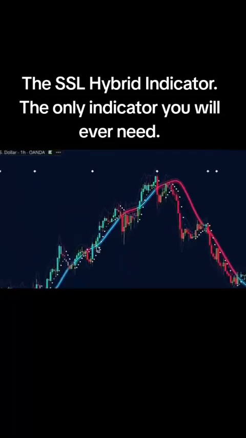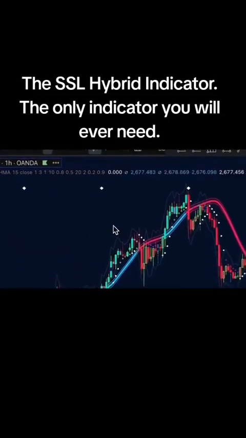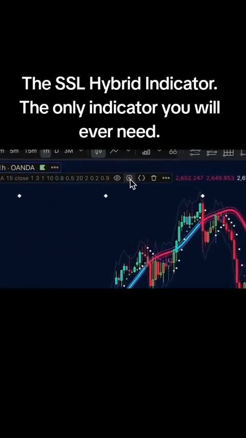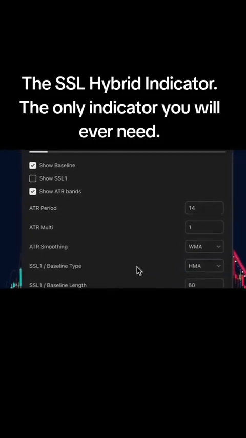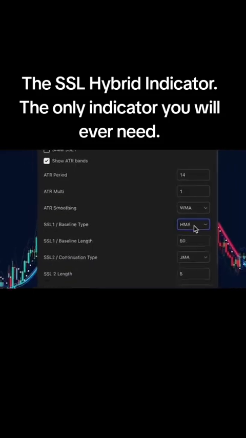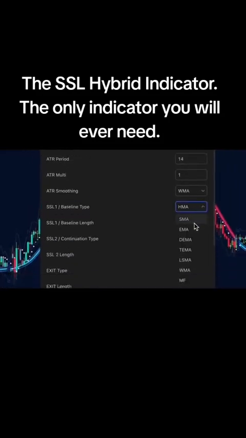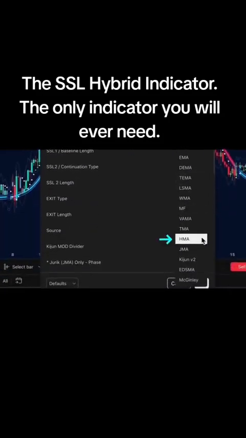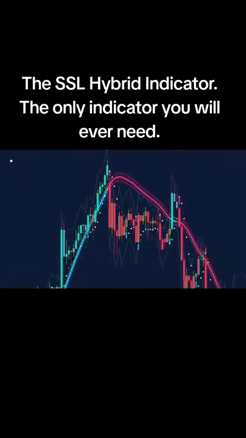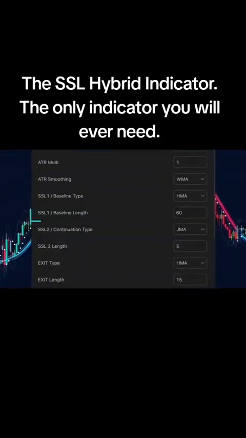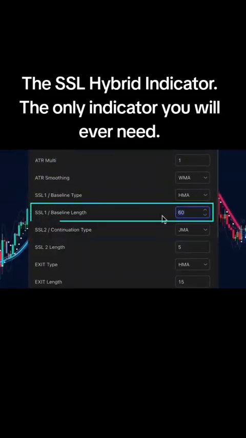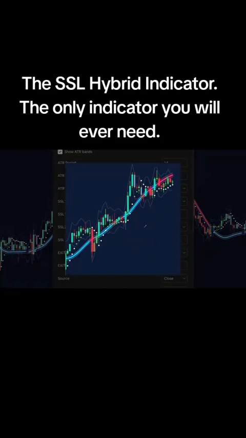Now let's get your settings right, because this is where most traders mess up. Double-click on the indicator to access the settings panel. You'll see several key options that control how sensitive and accurate your signals are. For the SSL1 baseline type, I recommend keeping it on whole moving average for most markets, because this gives you the perfect balance between responsiveness and noise filtration. Set your baseline length to 60, as this is the sweet spot for catching major trends while avoiding false signals.